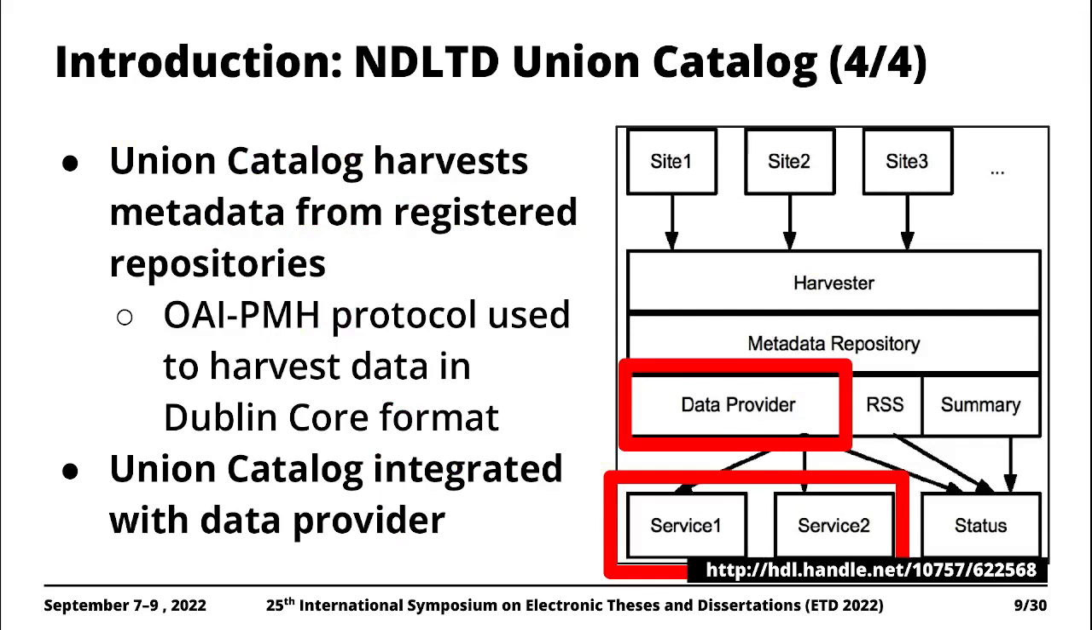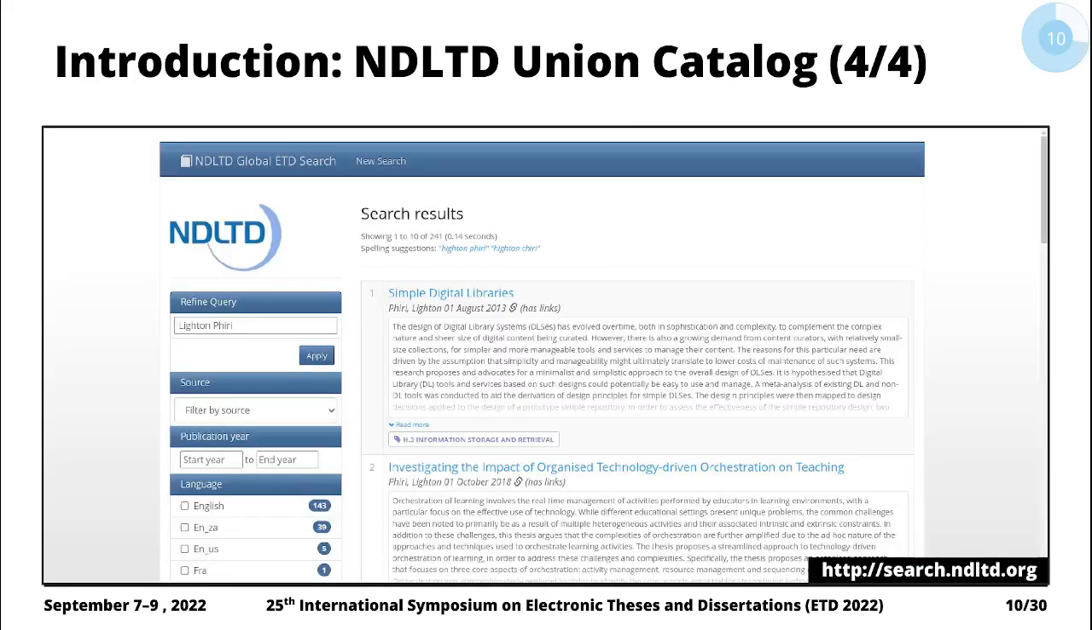Anyway, another interesting thing about the Union Catalog really is that it's implemented with the data provider module, which makes it possible for services to be implemented in such a way that they make use of the data that is harvested by the Union Catalog. So as an example, the NDLTD actually does make available yet another service that's referred to as the Global ETD Search Service. So using this search service, end users can actually search and browse for ETD metadata records using a user-friendly interface. Link on the current slide.